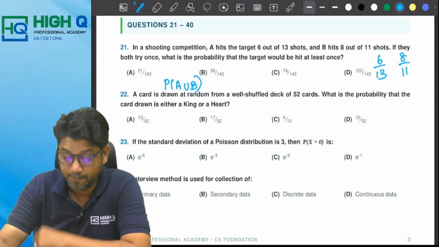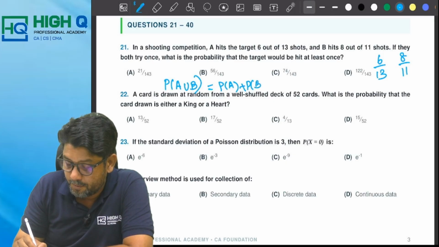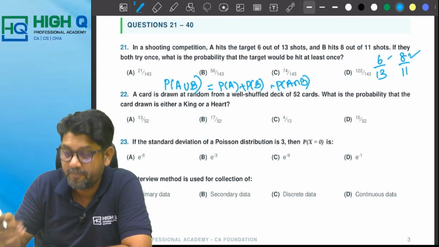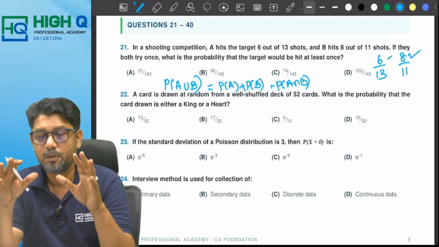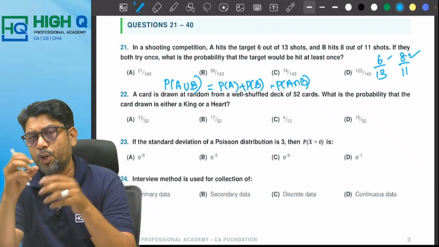This is what they ask you to find out. Okay. So, sir, I know the formula, sir. P of A plus P of B minus P of A intersection B. Sir, we have P of A, we have P of B, but we don't have P of A intersection B, sir. See, when these type of competitions and all happens, the two events must be independent events.